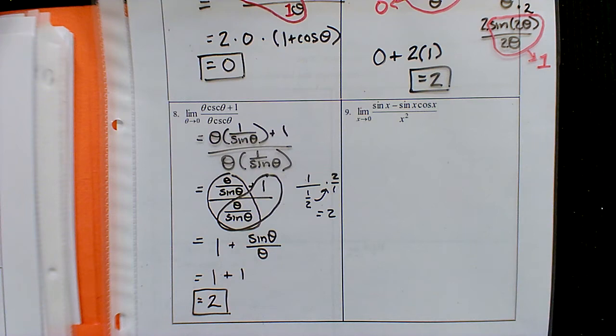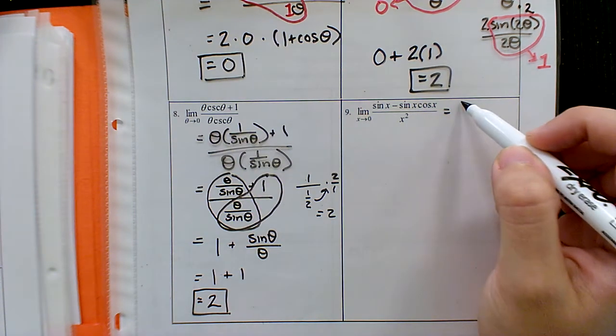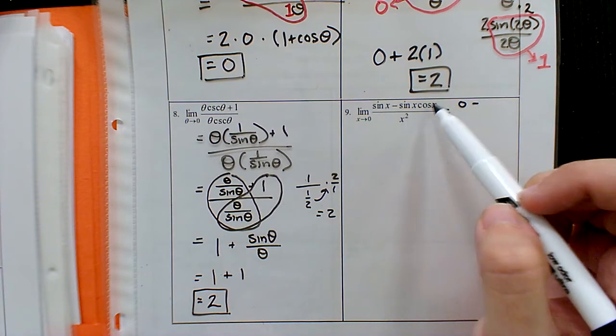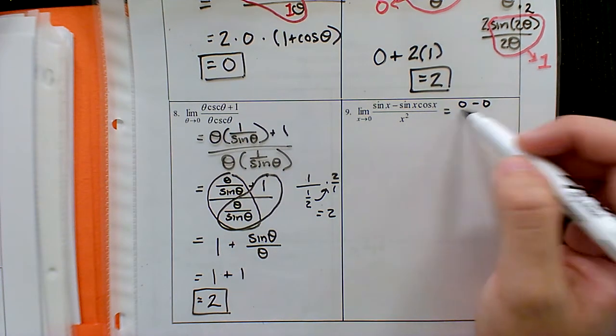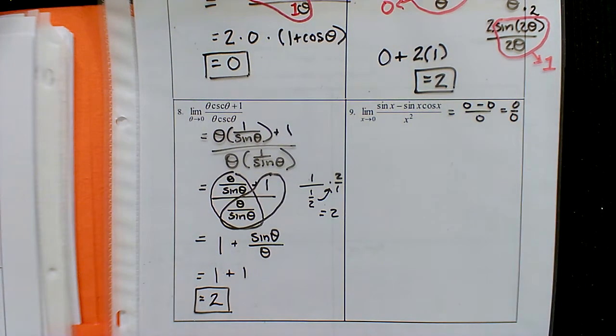All right, let's try 9. Direct substitution. Sine of 0 is 0 minus sine of 0 cosine 0, which is still going to be 0, all over 0. We have a lovely hole. So we have to work around it. What do you feel like doing? There's a bunch of different things.